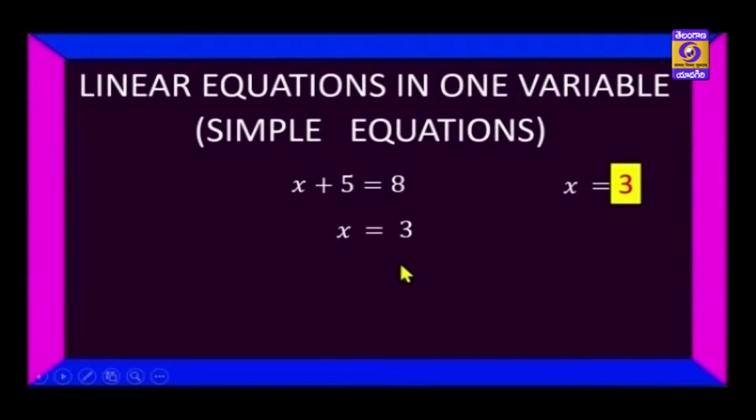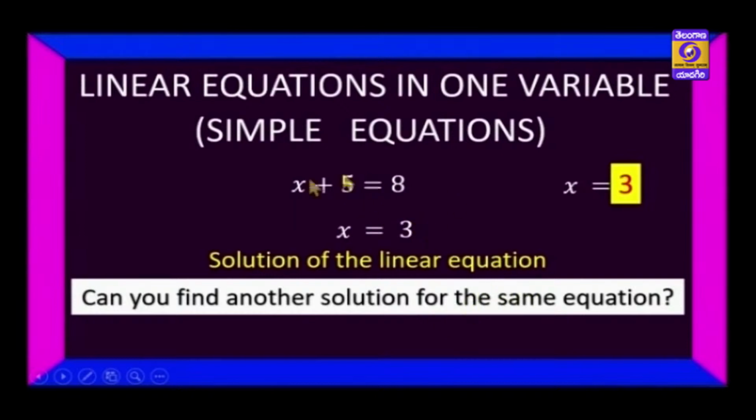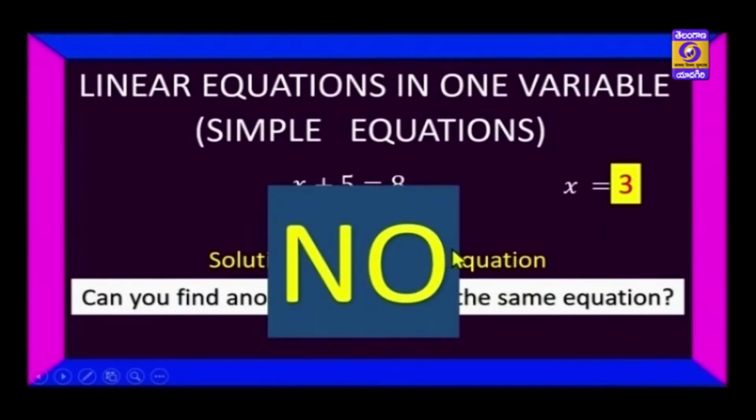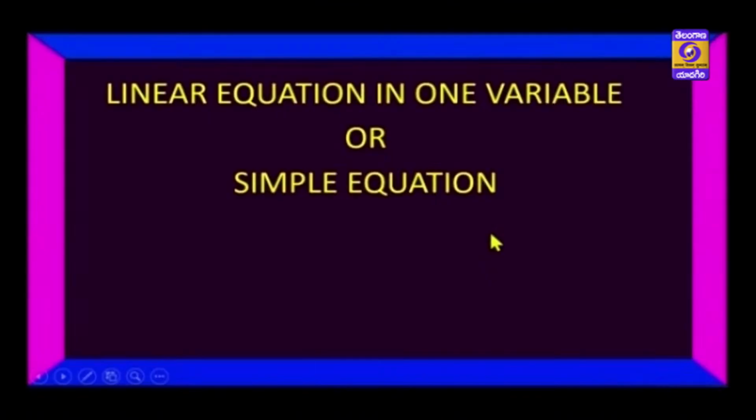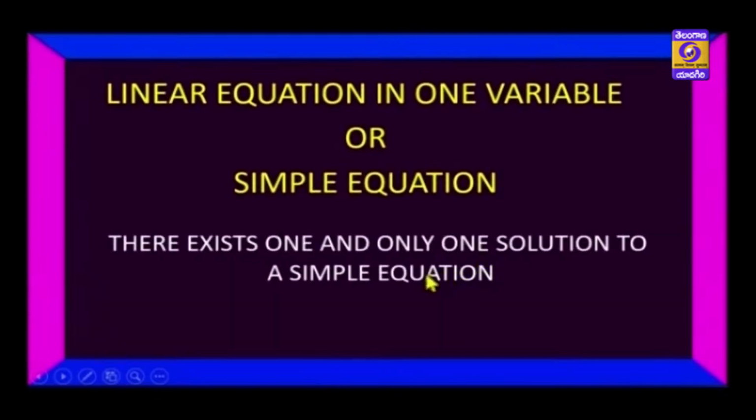So x equal to 3 is called a solution of this linear equation. For this linear equation, 3 is called the solution. Can you give another number other than 3 as a solution of this equation? Can any other number satisfy this equation? Can you find another solution for the same equation? No, we can't find another solution for the same linear equation, because all simple equations, that is linear equations in one variable, contain one and only one solution. There exists one and only one solution to a simple equation.